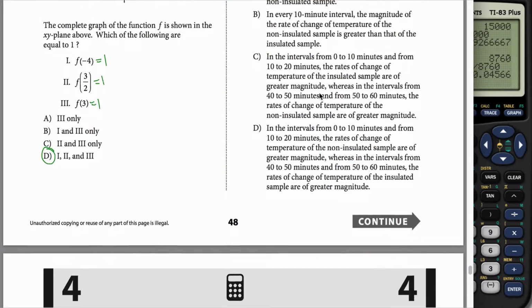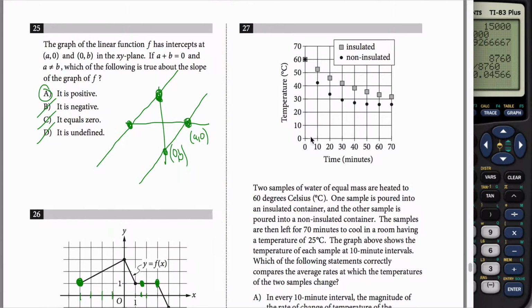27. Man, just reading this is kind of a lot. But if you stare at this graph, it might be worth looking at this graph first. You can save yourself some time kind of skipping through this problem. What's going on here is I have temperature over time, and something is insulated and something is non-insulated. And that kind of makes sense, right? They start out at the same temperature.